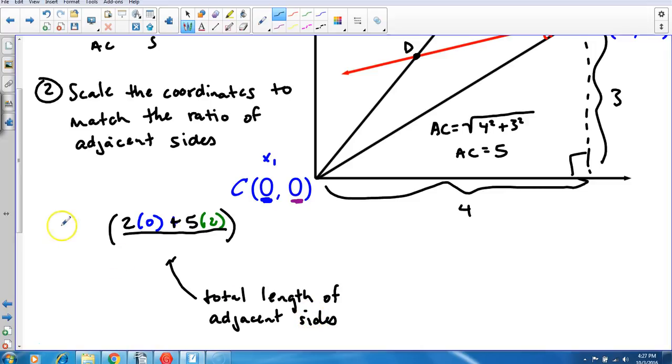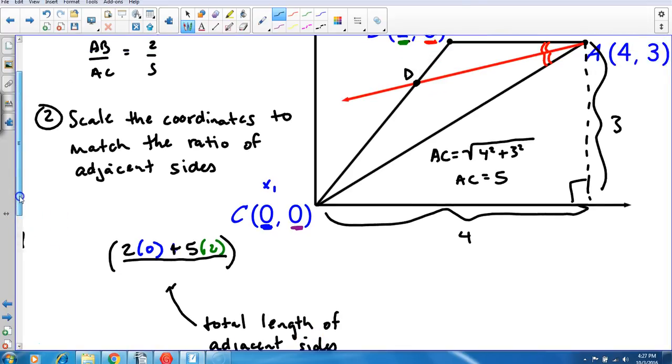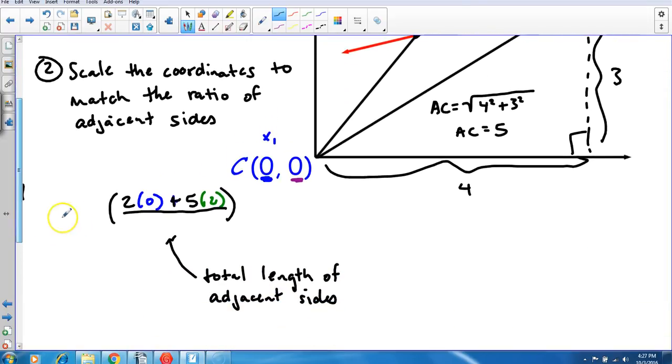Okay, so we found our lengths up here. The total length of the adjacent side is how we're going to scale this, so we're going to divide by whatever that total length is. We know that our particular sides are 2 and 5, so we divide by that total length of the adjacent side. That's the first portion of it.